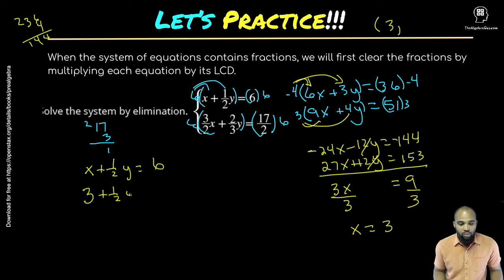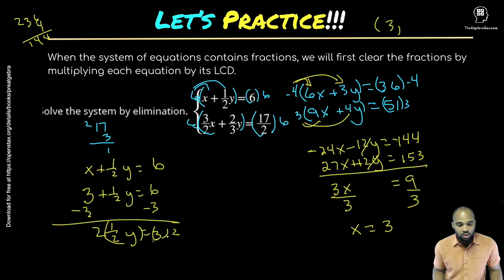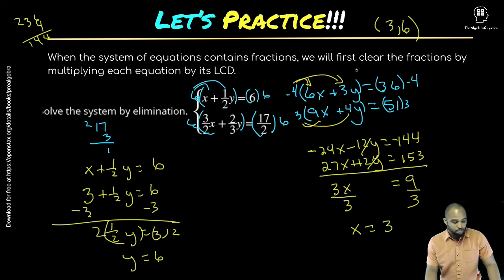3 plus 1/2 y equals 6. Subtract 3 on both sides. That leaves me with 1/2 y equals 3. Multiply by 2 to get rid of this fraction on both sides. 2 times 1/2 is just 1. And 3 times 2 is 6. So there is my y value, 3 and 6.